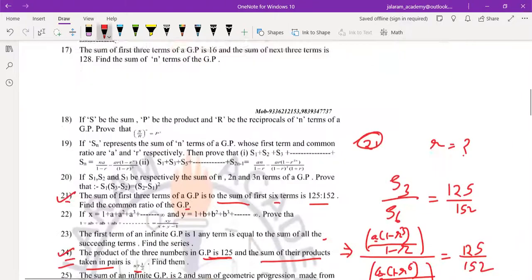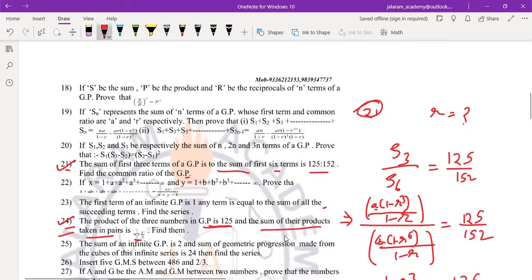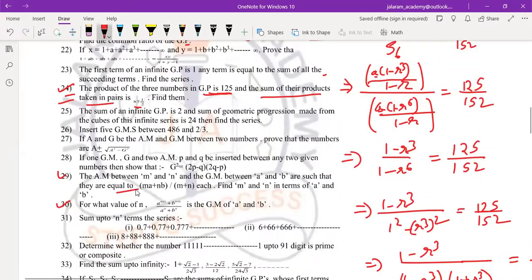So the other doubt from the same sheet is question number 29. The AM between M and N and the GM between A and B are such that they are equal to (MA plus NB) over (M plus N) each.